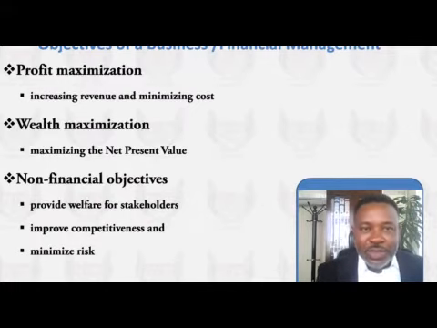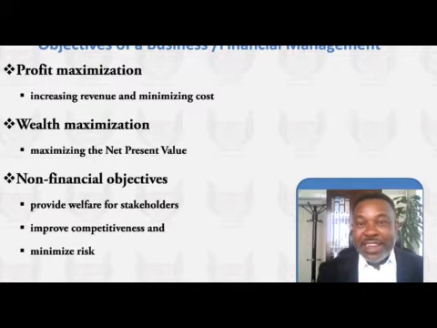Financial management is better understood when you appreciate the objectives of a business or the objectives of financial management itself. Profit maximization is one of them. Profit maximization is the ability of the company to operate efficiently to produce maximum output with limited input, or to produce the same output using much lesser input.